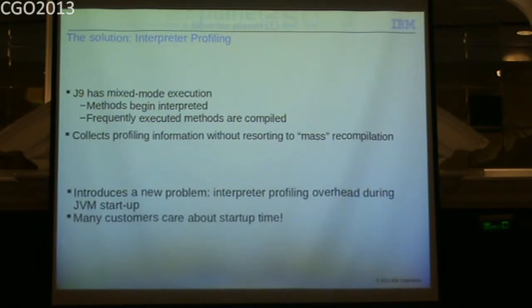But it introduces a new problem. There's overhead to do profiling in the interpreter, and this is mostly felt during startup when most methods are interpreted. And many customers care about startup time. And to give you an idea, startup time can range anywhere from tens of seconds to nearly a minute.